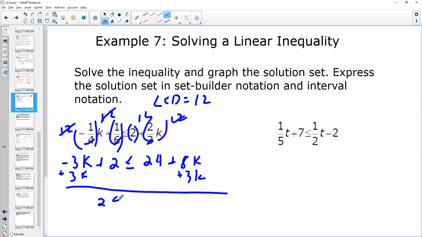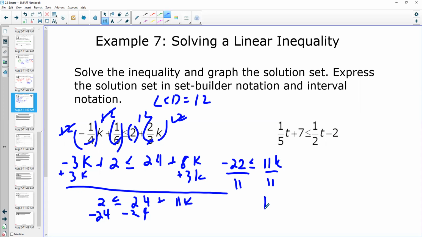I got 2 less than or equal to 24 plus 8, 9, 10, 11, 11k. So I'm going to subtract the 24. I get negative 22 less than or equal to 11k. I'm going to divide by 11. And in this case, I'm not going to flip the direction of the sign because I didn't divide by negative 11. I just happen to have a negative answer. And then I'm going to rewrite it so I can read it in the right direction. So I get k is greater than or equal to negative 2.